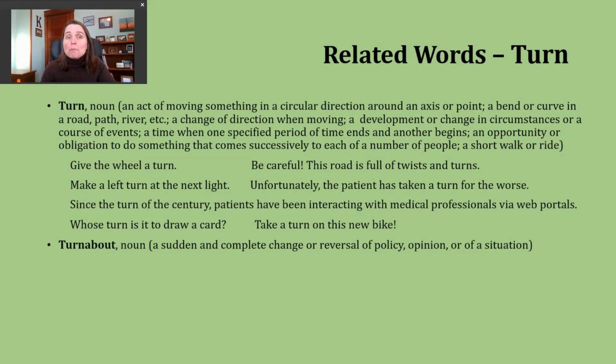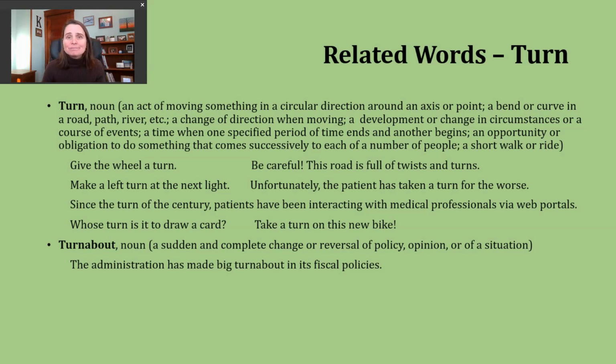Another related word you might encounter is the noun a turnabout. This is generally used to describe a sudden and complete change or reversal of a policy, an opinion, or of some kind of situation. An example of this in a sentence might be, the administration has made a big turnabout in its fiscal policies. So maybe they had been insistent on one thing and now they've changed, and it's almost like the complete opposite.